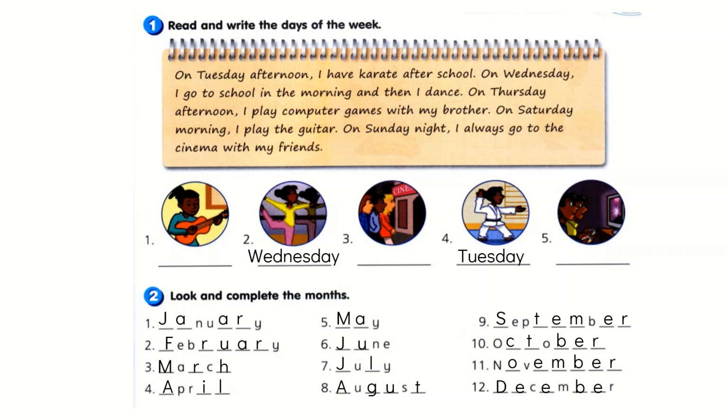Now let's continue. On Thursday afternoon, I play computer games with my brother. Now where is she playing computer games? It is picture number 5. So in the blank for picture number 5, you should write Thursday. Next, on Saturday morning, I play the guitar. So the only one it could be is number 1.